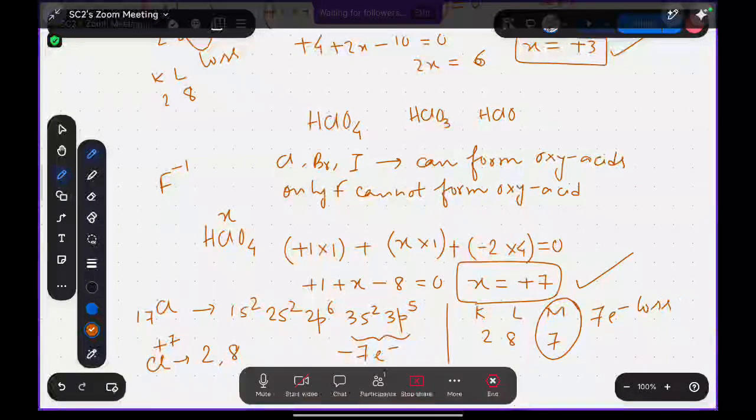So I end my lecture showing the calculation of oxidation states. If you want me to solve more examples, you can write in the comment section. I will go through that. I will take a separate class for that.